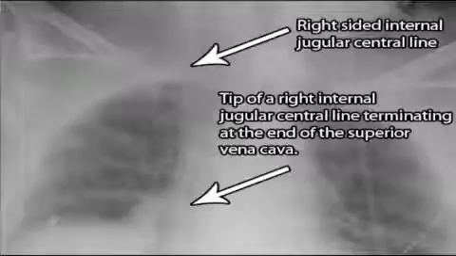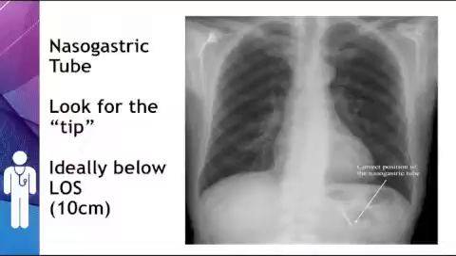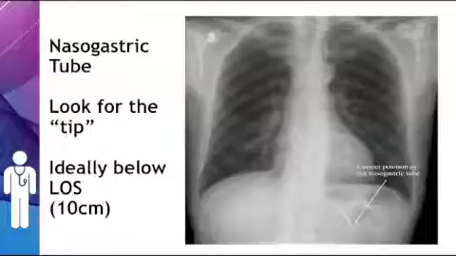Other central lines may look like this. This is an internal jugular catheter sitting in the proximal superior vena cava. Nasogastric tubes need to be below the lower esophageal sphincter, around 10 centimeters. And it's important to look for the tip. The tip needs to be below the diaphragm by a substantial margin to avoid aspiration.